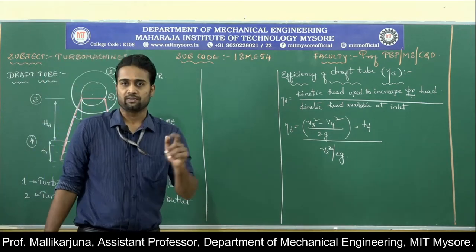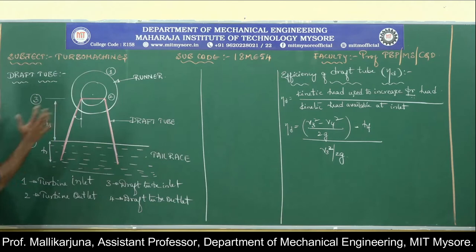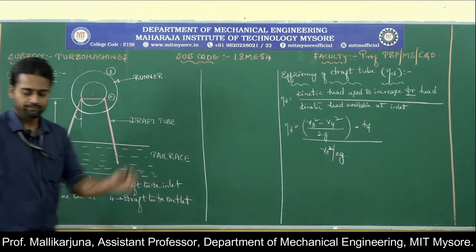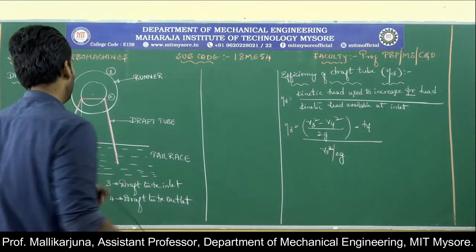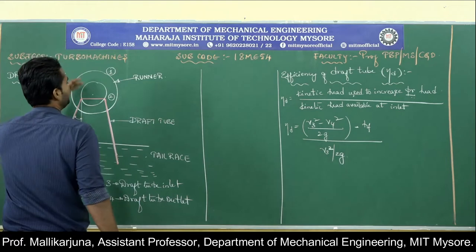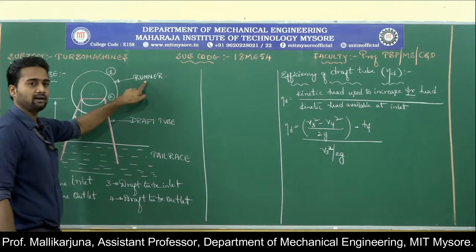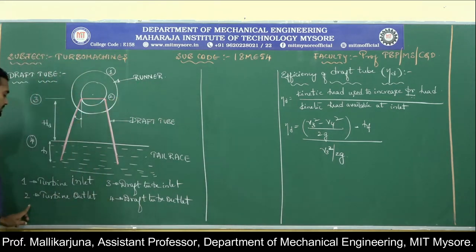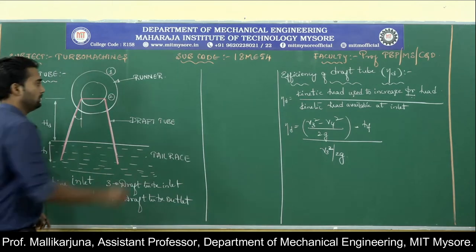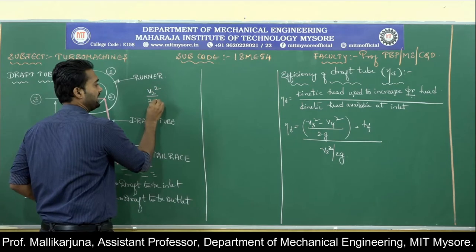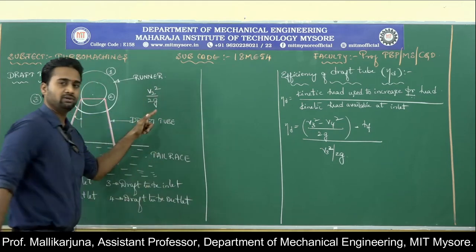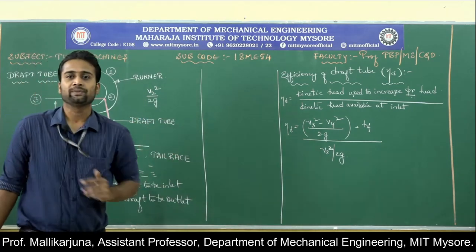We need to concentrate on that. So now my intention should be focused on draft tube inlet and draft tube outlet. Now let us try to understand the velocity with which the fluid is coming out from the runner. Runner outlet is nothing but 2. So V2 square by 2G is the kinetic head with which the water should leave the turbine.